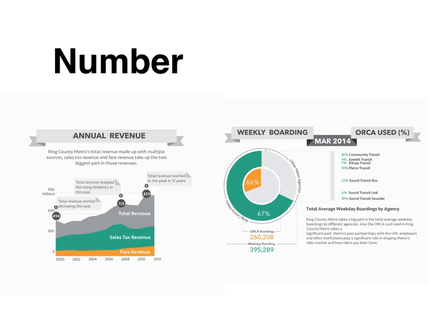For the second number display, I explored the visual potential of numbers by using numbers in complete circles and text annotations to represent the average weekly boarding percentage of King County Metro compared to other agencies, as well as the Orca card use percentage in King County Metro.